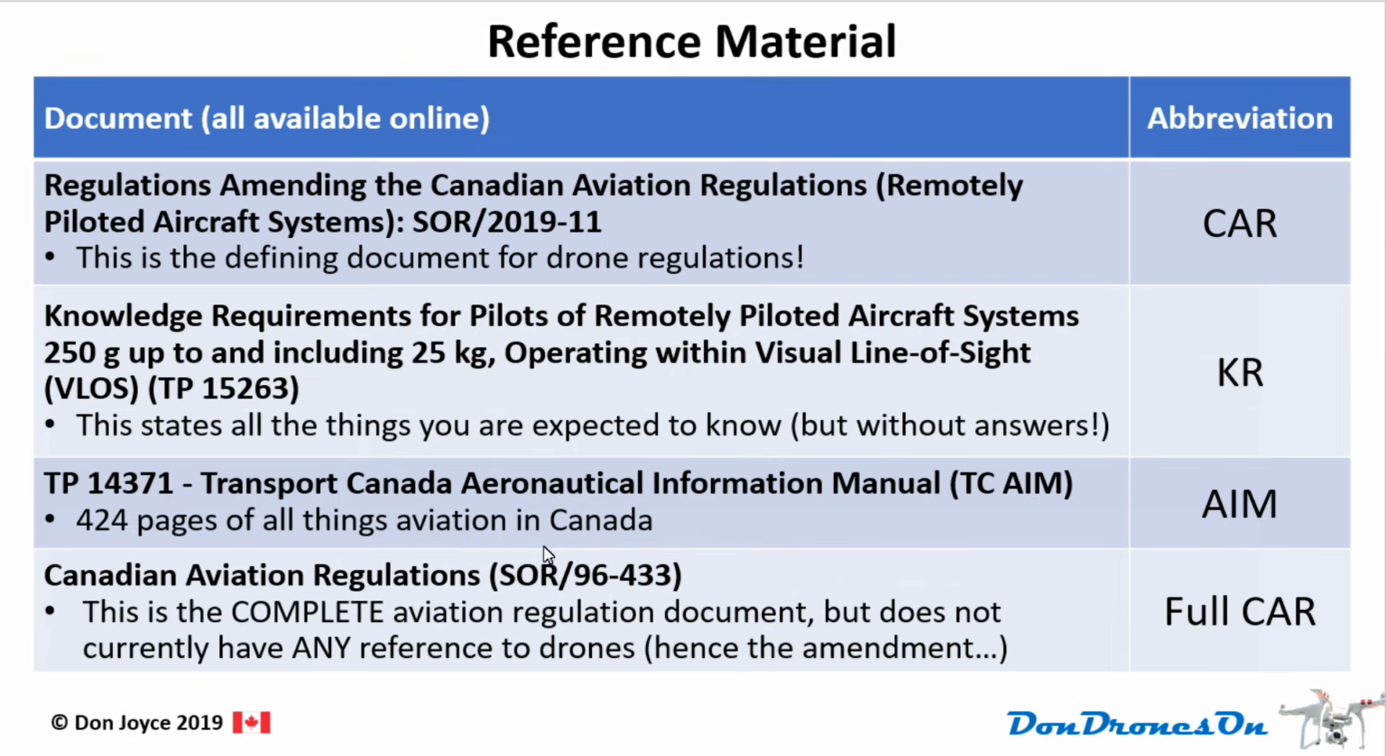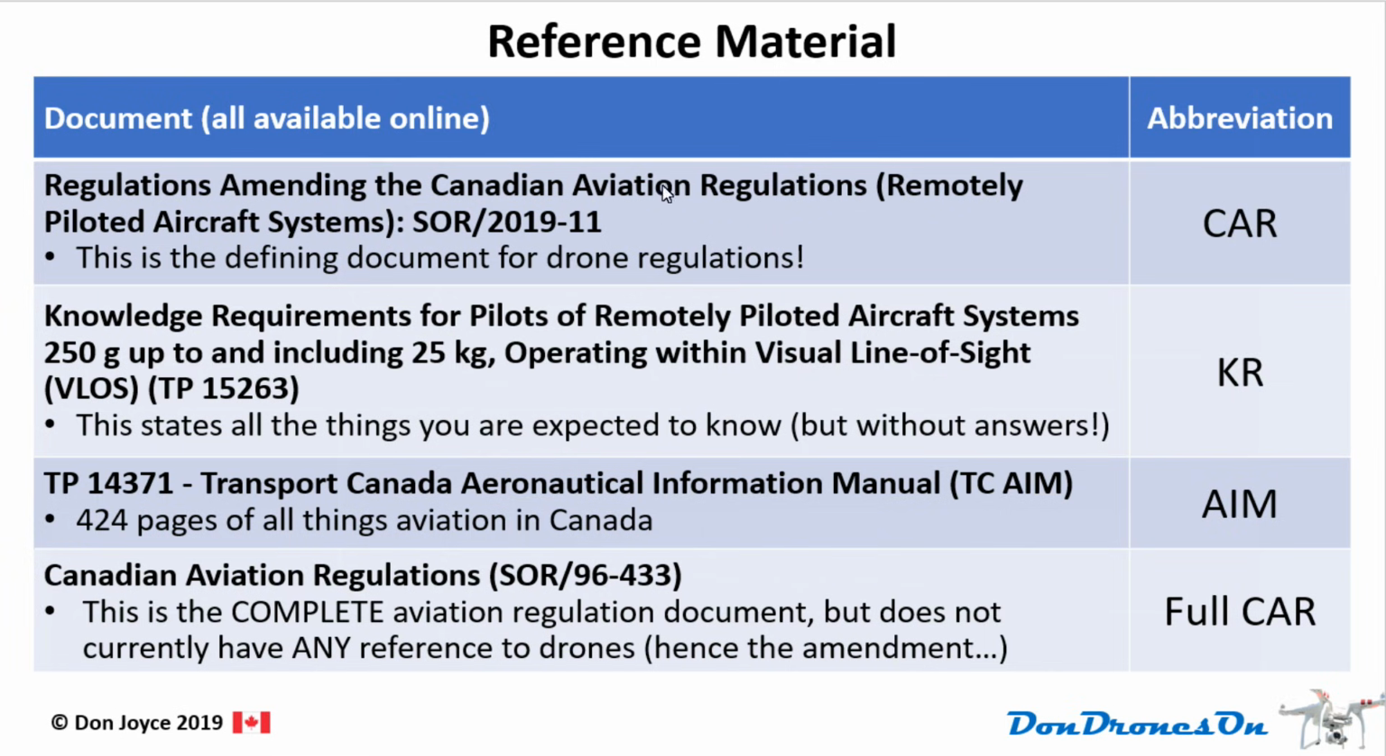Here are the 4 documents that I strongly recommend you have open on your desktop when you take the exam. The first 2 are directly related to drones. The second 2 are generic aviation documents. And believe it or not, probably half the exam is about generic aviation things, nothing to do with drones, drone safety, drone flying, anything like that. So it's important to have those open as well so that you can have quick access to these when you're trying to find the answers.